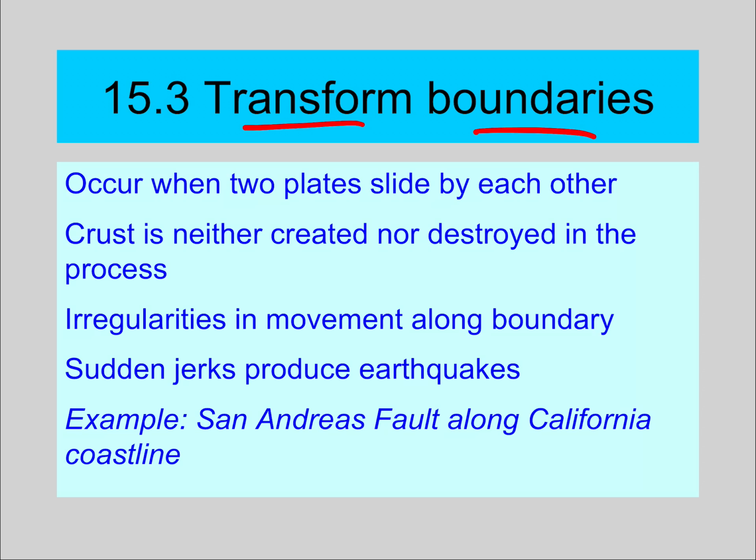Last boundary is transform. So we had one type of divergent boundary, three types of convergent boundaries, and then transform. So transform boundaries are where two plates are not coming together or coming apart, but they're simply passing by each other, sliding past each other. The crust is neither created nor destroyed in the process, but there are irregularities in the movements along the boundaries, which, when they're sudden enough, can produce an earthquake. The most common example here is San Andreas Fault along the California coastline.